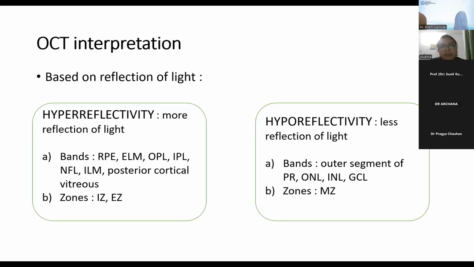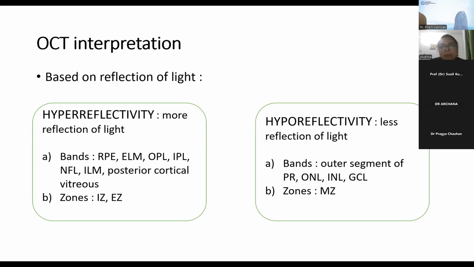So based on the reflection of light, we have hyperreflective bands and zones, and we have hyporeflective bands and zones. So the hyperreflective bands are RPE, the external limiting membrane, the outer plexiform layer, the inner plexiform layer, the nerve fiber layer, the ILM, and the posterior cortical vitreous. And the zones that we define are the interdigitation zone and the ellipsoid zone.